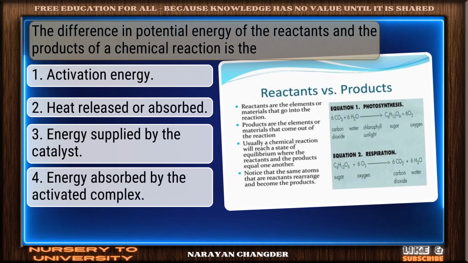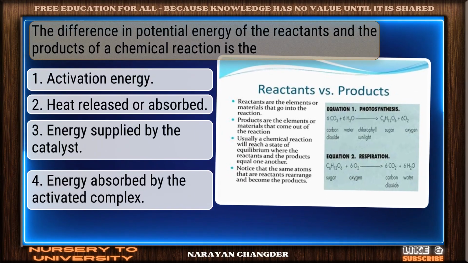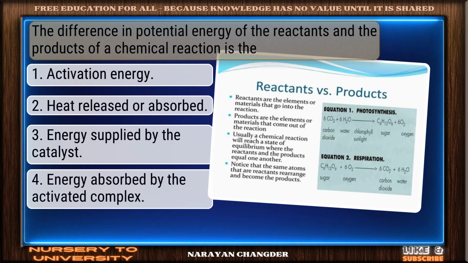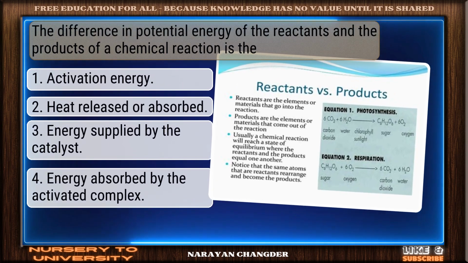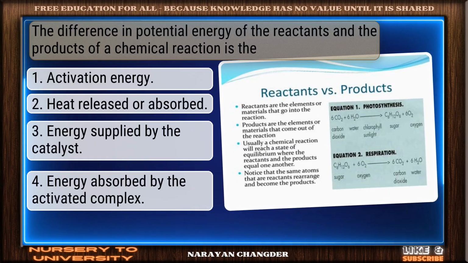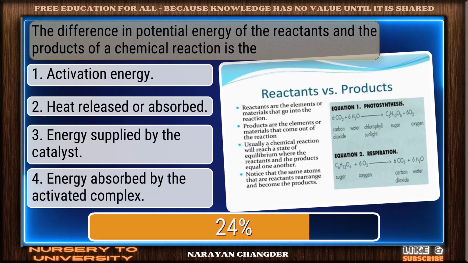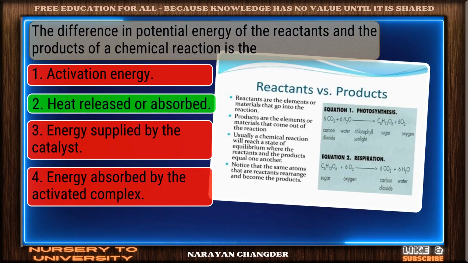The difference in potential energy of the reactants and the products of a chemical reaction is the Option 1, activation energy. Option 2, heat released or absorbed. Option 3, energy supplied by the catalyst. Option 4, energy absorbed by the activated complex. Heat released or absorbed is correct.